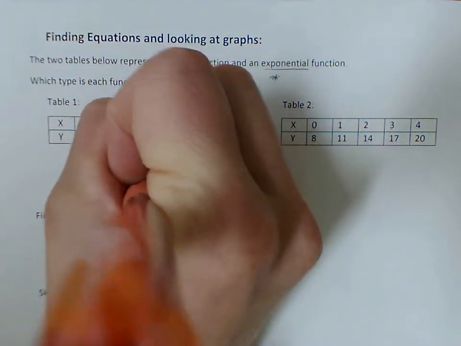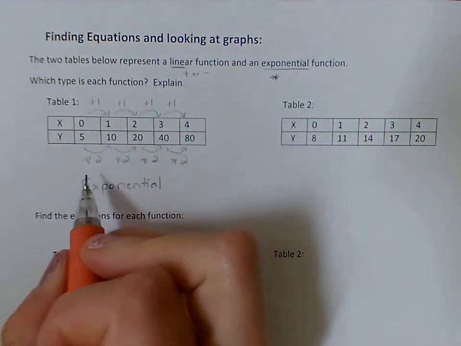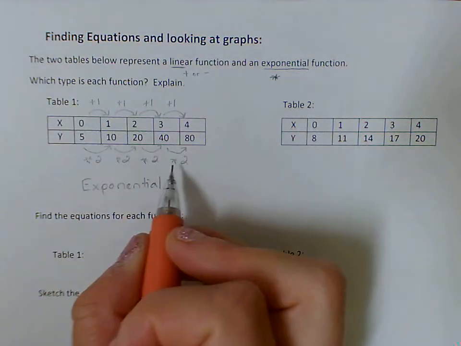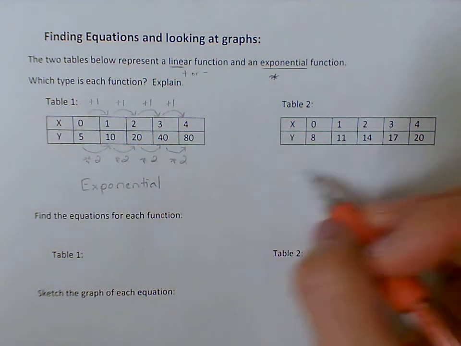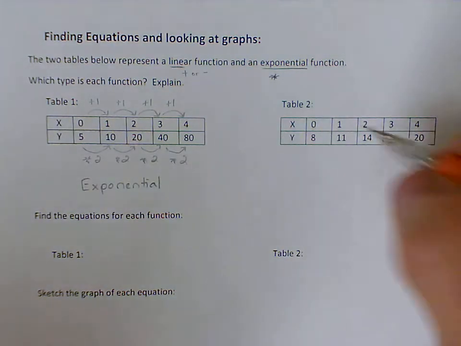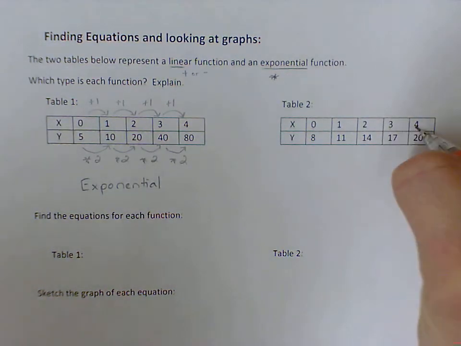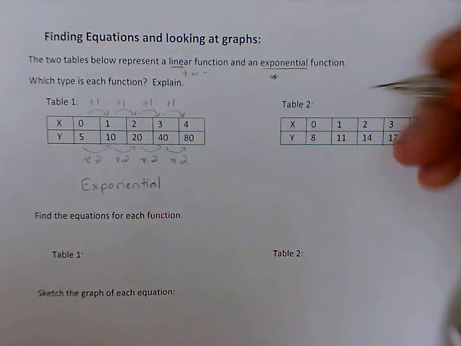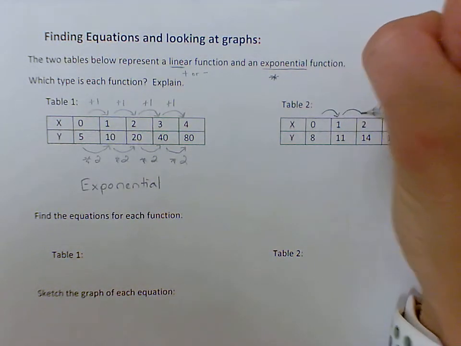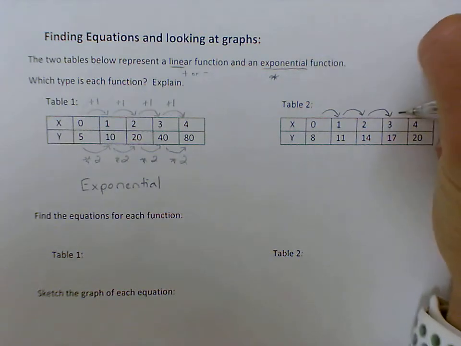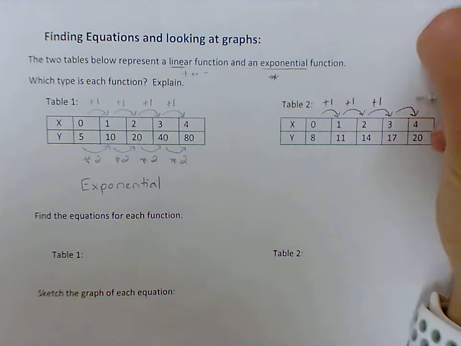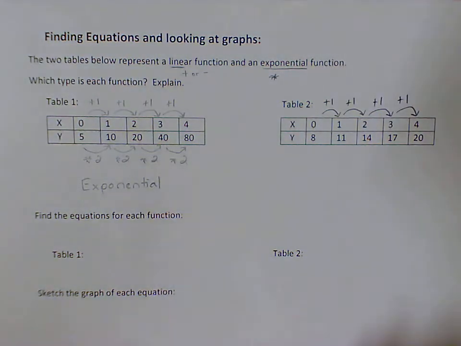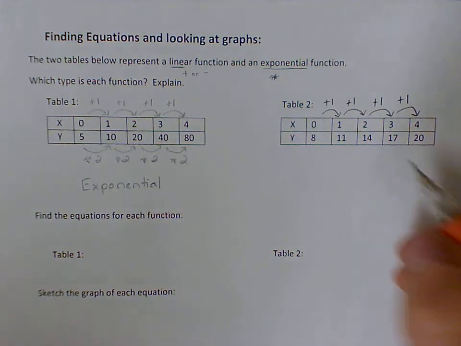And the reason for that is because you are multiplying by that constant factor to go from one y value to the next. Okay? So, what kind of function would this one be? Well, check your x values. Are my x values going up or down by the same amount? Do they have the same interval between each one of them? And yes, you're adding 1 to go from one x value to the next. So we're good there.